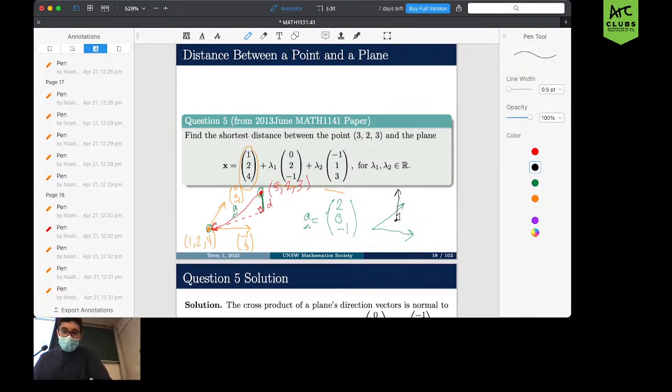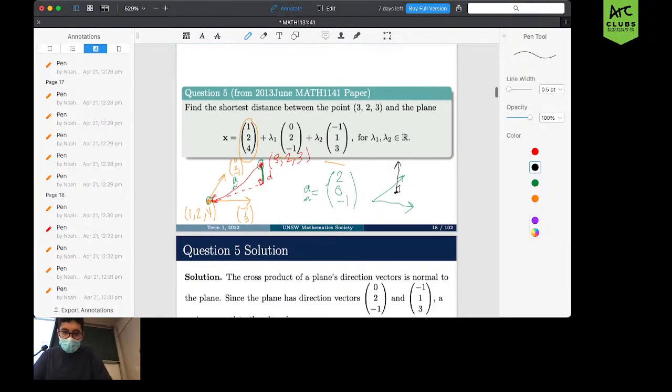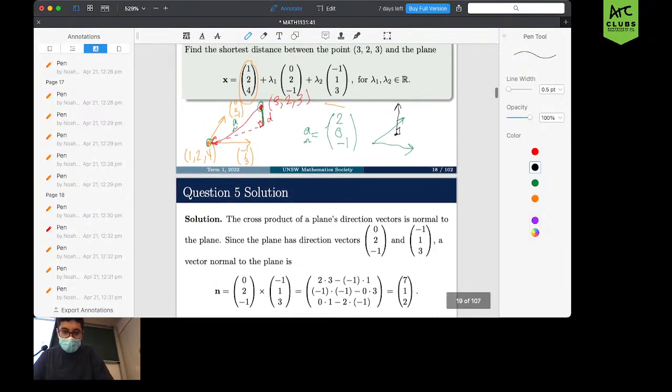Now we can find the cross product of our two direction vectors. So that will be our first direction vector, 0, 2, minus 1, cross producted with negative 1, 1, 3, our second direction vector. And we use the formula for the cross product to get that normal is equal to 7, 1, 2. Now I've just skipped out on the calculations here. All we're doing is just using that formula for the cross product we discussed before. So we get our normal to the plane is 7, 1, 2.